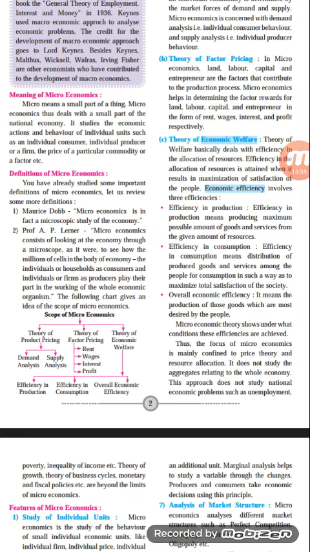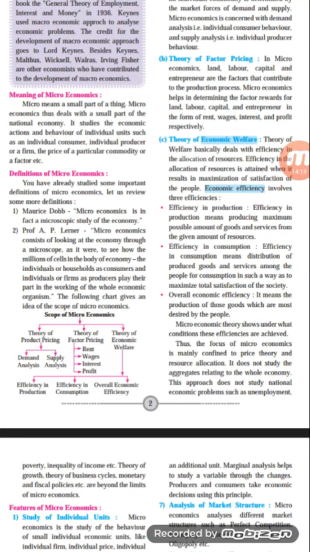So economic efficiency involves three efficiencies. The first is efficiency in production. Efficiency in production means maximum output from the available resources. The second one is efficiency in consumption, that is distribution of produced goods and services among the people for the consumption in such a way as to maximize the total satisfaction of the society.